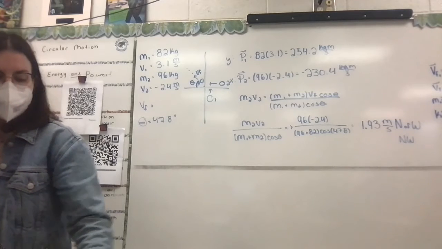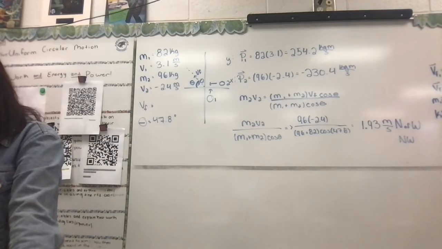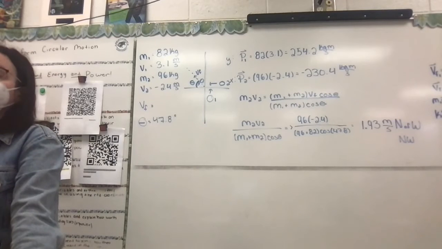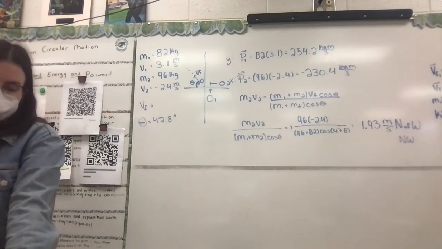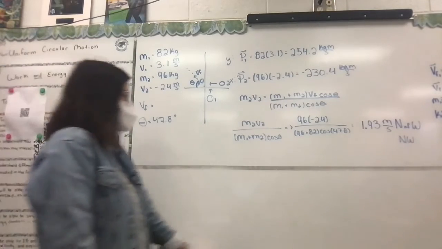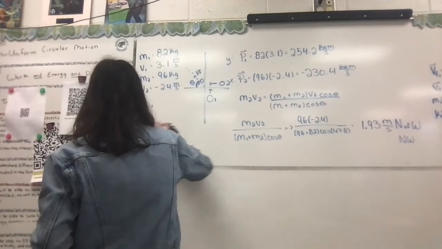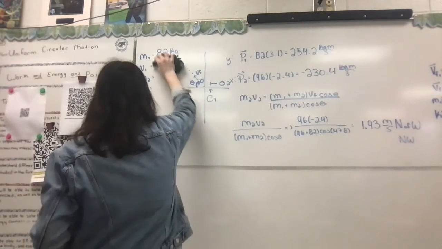Okay. Number 8. What do we call a collision where the colliding objects stick together? Completely inelastic. Okay. You guys want to go ahead and start looking at number 9 while I get the board ready? Yeah.